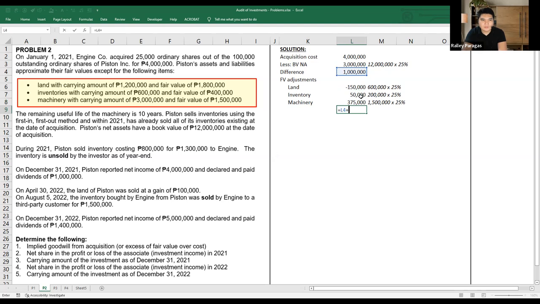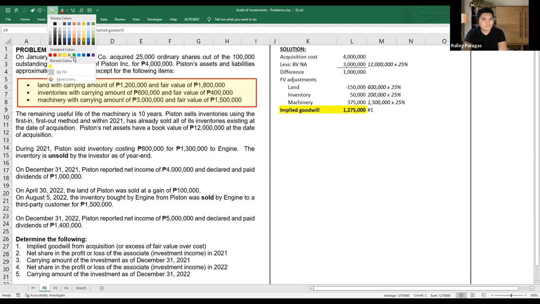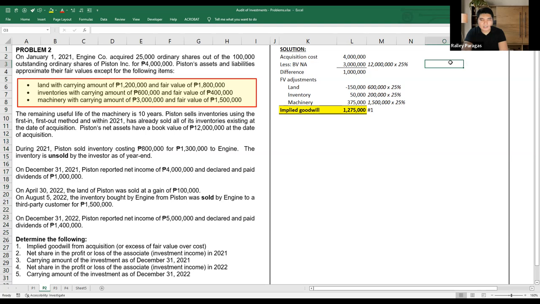That means to say that the implied goodwill, okay, coming from this transaction is 1.275 million. This is your implied goodwill. Okay? Okay, this is your answer to number one actually. So pinakompute lang sa atin yung implied goodwill pero wala namang accounting issue dyan. Kasi sabi natin, nung nag-purchase ka, okay, nung investment na to, nakapasok na yung implied goodwill na yan dun sa investment balance.